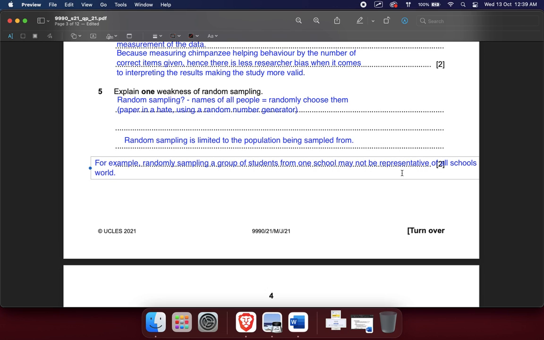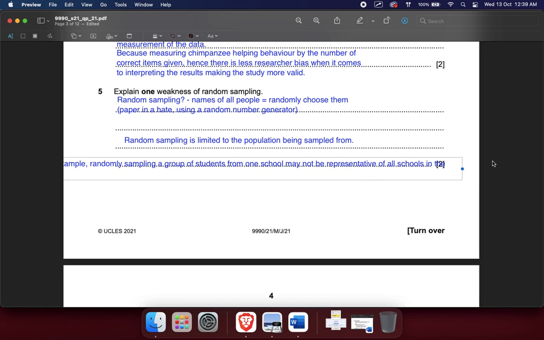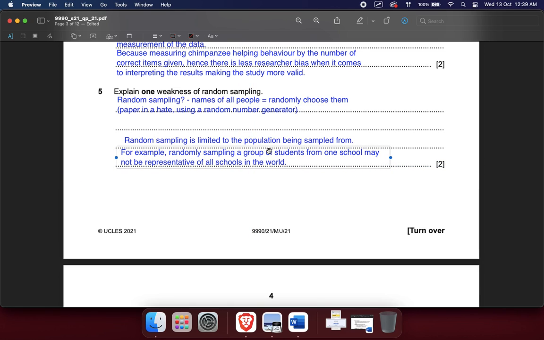So again, you must remember that just because it's randomly sampled, which is one of the best ways to sample, it may not be representative of others, right? If you're just sampling from one particular population, the population is limited, and therefore your sample is also limited. It's not as representative as it should be.